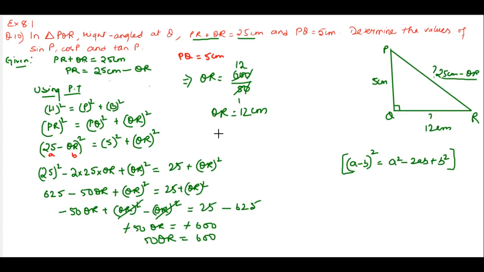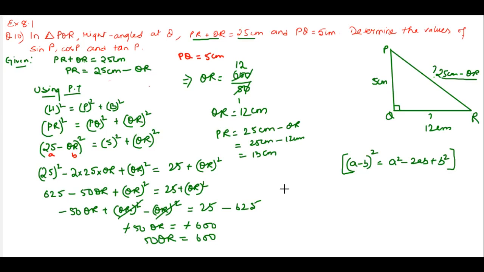Okay, so now let us find out PR. See, out here we took PR as what? 25 centimeter minus QR, right? So it will be equal to what? 25 centimeter minus QR, we got 12 centimeter. So it will be equal to 13 centimeter. Now we got the information of all the sides. So now we can easily find out sine P, cos P, and tan P. The main demand of the question was sine P, cos P, and tan P. So let us find out those values.